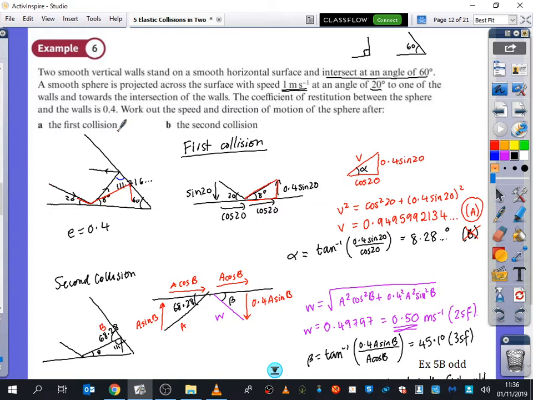Okay, so we're going to do exercise 5B. We've already done questions 1 to 4, so we'll start off doing the questions from there, the odd questions 5 onwards.